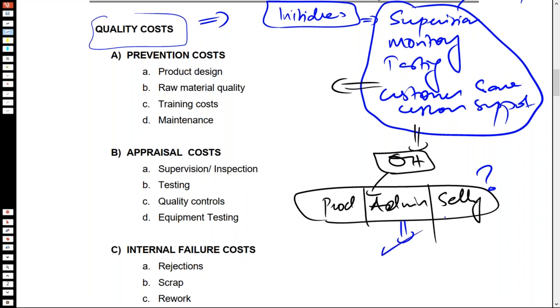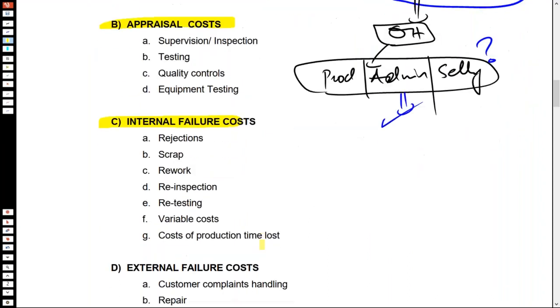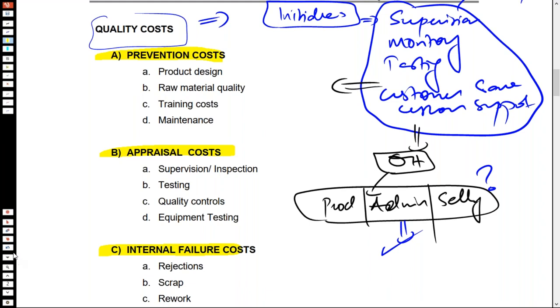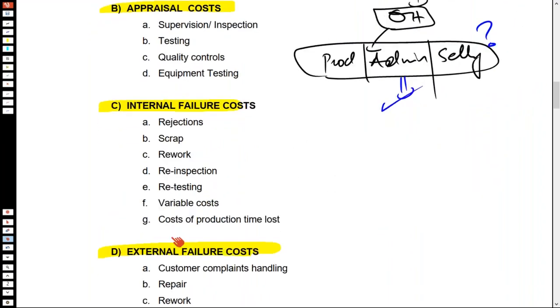Now, let's move a bit forward and discuss further. The quality costs are categorized into four headings. What are those four headings? They include the prevention costs, the appraisal costs, the internal failure costs, and the external failure costs. That is all that is included in the quality costs.